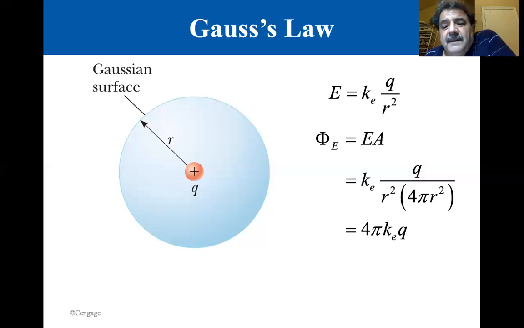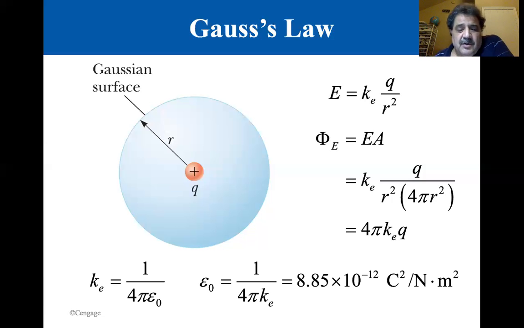Now the electric flux is E times A, so that's KE Q over R squared, and the area here is the surface area, 4 pi R squared. So the flux is equal to 4 pi KE Q. Now, KE is equal to 1 over 4 pi epsilon 0, where epsilon 0 is the permittivity of free space, and it's equal to 8.85 times 10 to the minus 12 Coulomb squared per Newton meter squared. The Newton meter squared is all in the denominator.